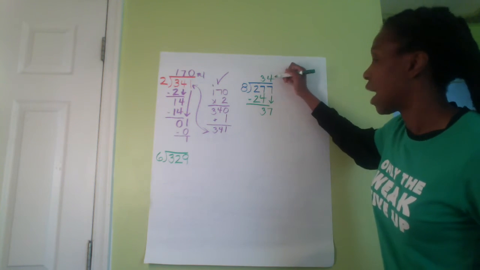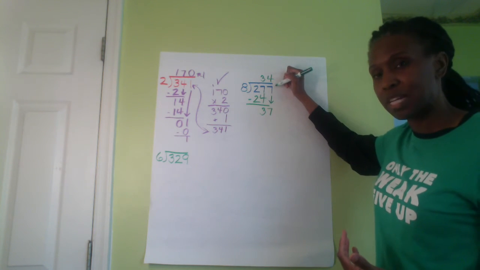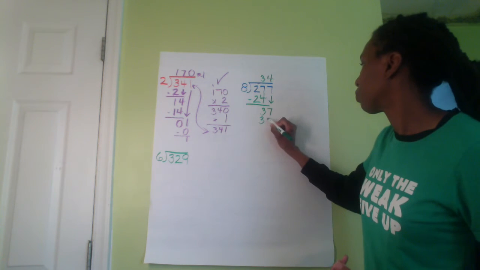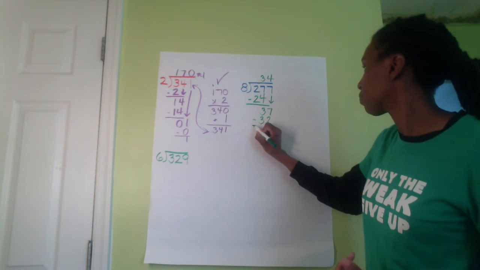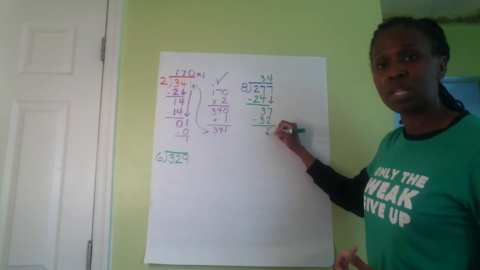Again, notice I'm putting the 4 right above the 7 because that's the number that I just brought down. All right, let's go ahead and multiply. 4 times 8 is 32. All right, next, subtract. 7 minus 2 is 5. 3 minus 3 is 0.